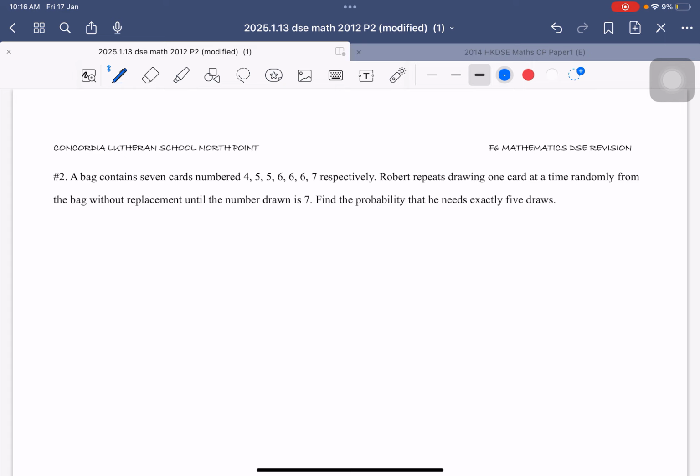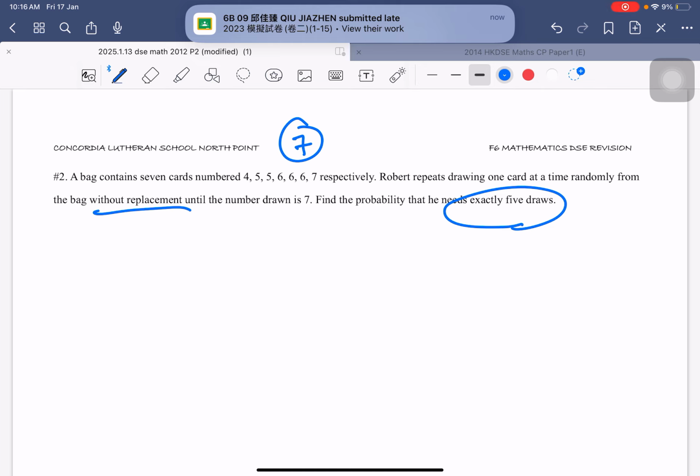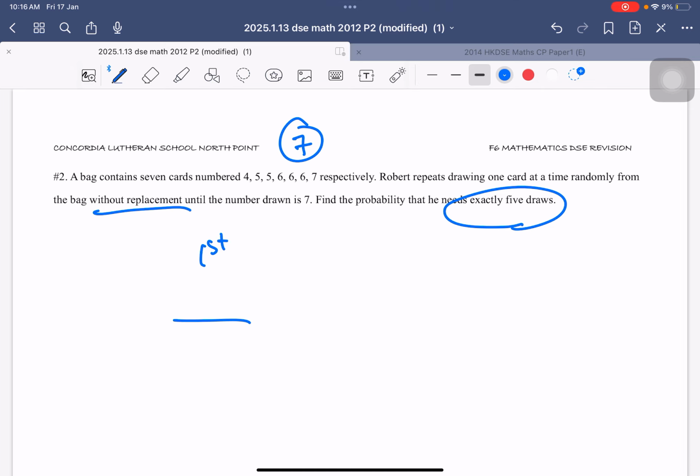Okay, so how many draws do we need to have? 5 draws, isn't it? And then how many numbers do we have? 7. We have 7 numbers in total. So without replacement means after we draw a number, it's gone. Okay? So for the first draw, can we draw the 7?